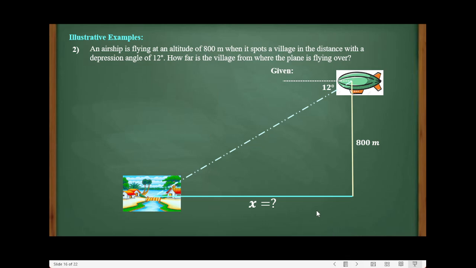And we know that the figure that we have just formed here is a right triangle. So we can add the small square drawn at the corner. This one. Now what shall we do? Okay, since this is 12 degrees, what do you think is the measure of this angle?